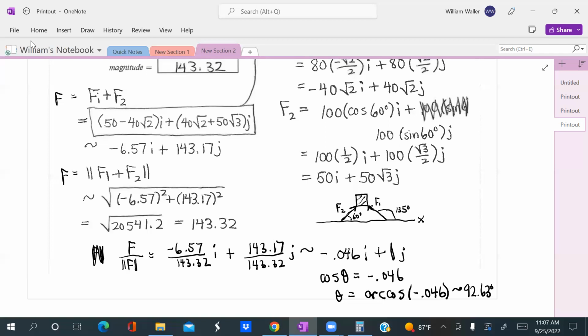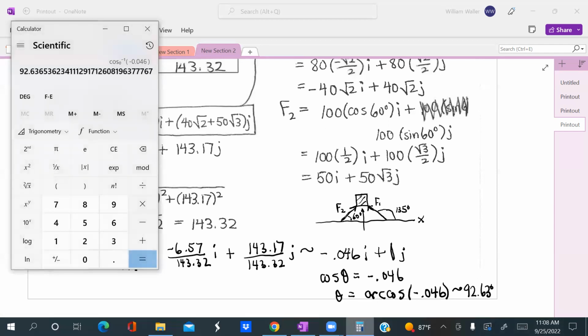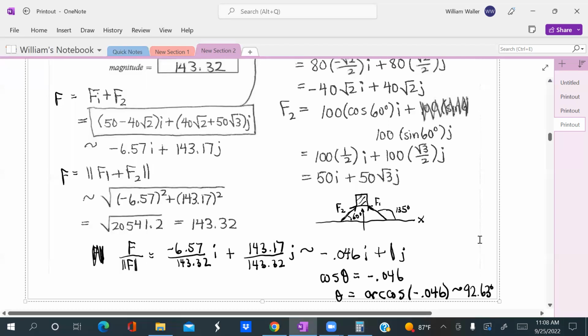So notice that our resultant force vector is acting on this object almost at an angle of 90 degrees. So it's almost acting vertically, not quite, but almost vertically on our object. Actually, 92.64 degrees there, if I had rounded properly to 2 decimal places.